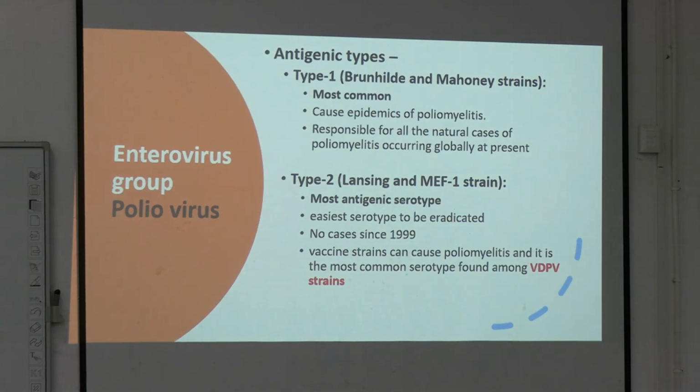Next strain is called the Lansing strain. This is a very important strain because it's the most antigenic strain. When you will read about the polio vaccine, you will see why this type 2 strain is important. We'll come to it. So this is the most antigenic type. Type 2 is the Lansing strain. And this causes vaccine-derived poliovirus disease. VDPV cause kore. We'll see what VDPV is.